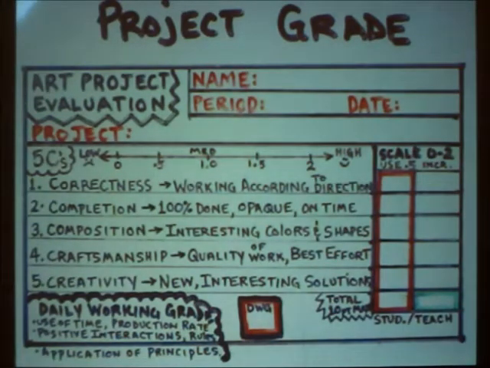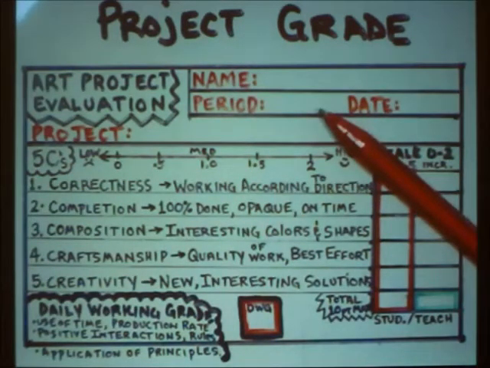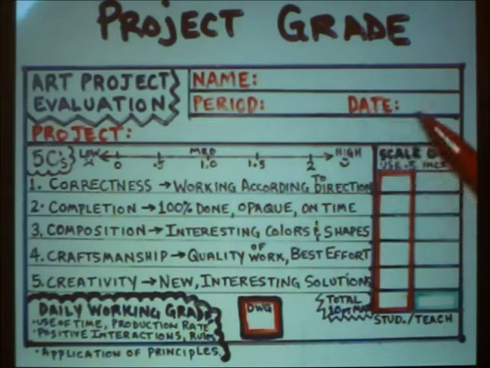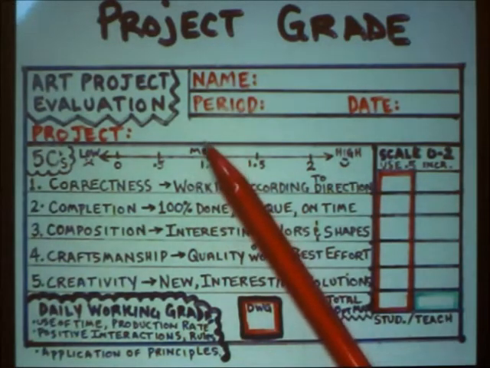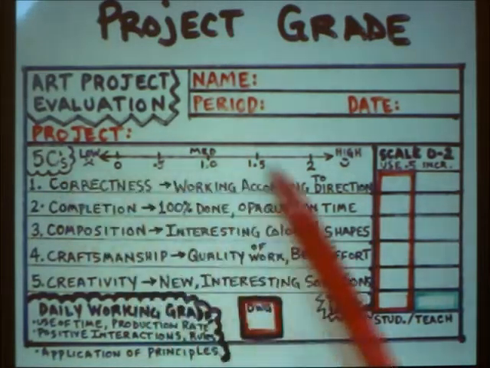But we use something called the 5 C's, and it's important when we fill out these particular forms that you make sure your name is on it. The period that you're registered for in my classroom is also extremely important. The date that you're submitting this helps a lot, so I can keep track of people's grades as I'm submitting them. And actually the name of the project. It will either be design or drawing or painting, something like that, that identifies what I'm looking at when I'm taking grades. Now, we do have the things called the 5 C's.